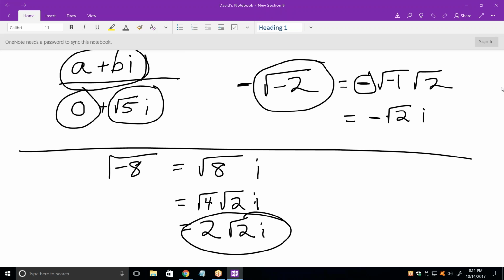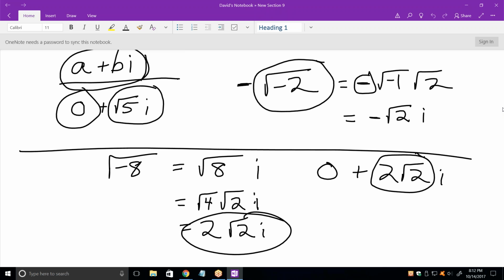And then we have to write it in the standard form too. Is this final answer the standard form? Notice that, in other words, that's 0 plus 2 root 2 i. That is a coefficient right there. That's not two different numbers. That's not a and b. That's b.